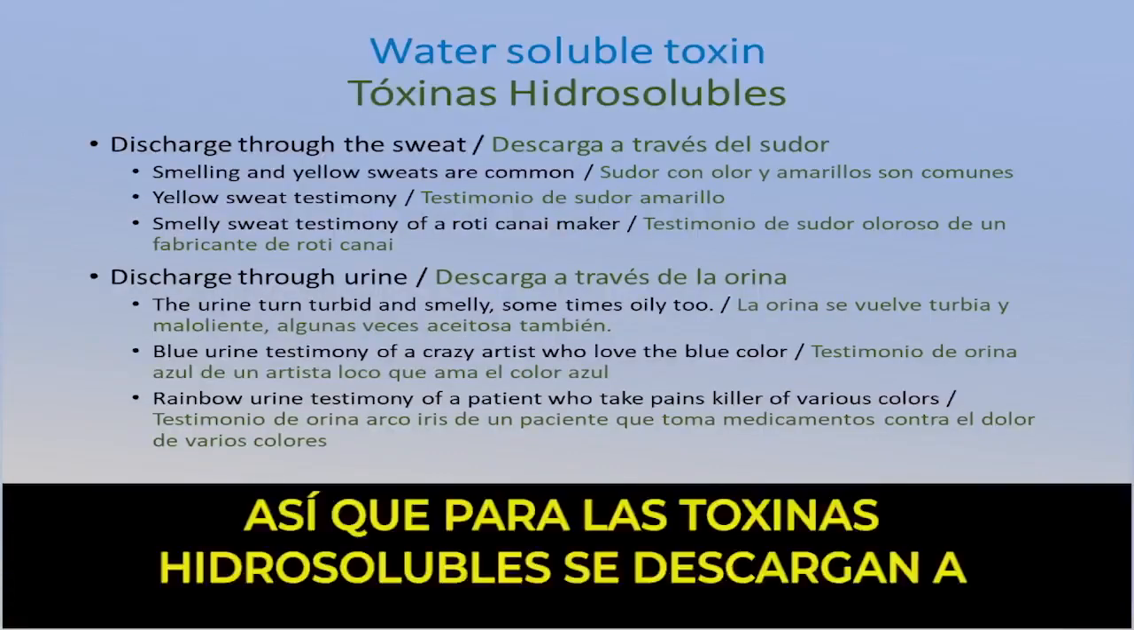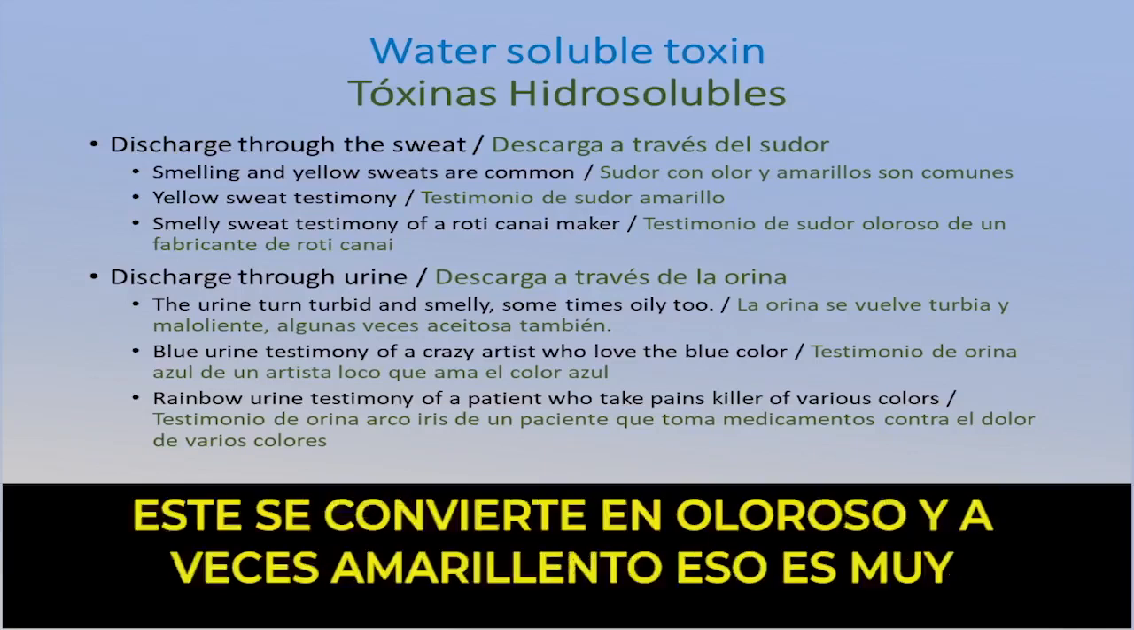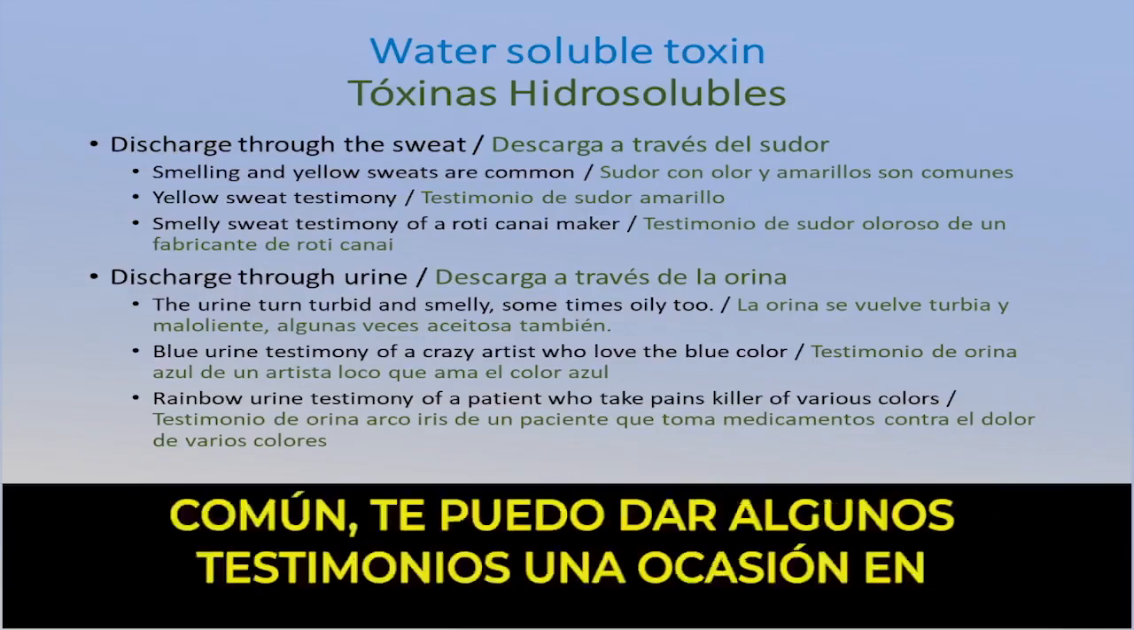And most of this insoluble toxin, they also discharge through the stool. So for the water soluble toxin, it's discharged through the sweat, also discharged through the urine. So through the sweat, you know, sometimes the sweat becomes smelly, okay, and sometimes become yellowish in color, you know. That is quite common. So I can give you a few testimony, you know, the yellow sweat testimony.